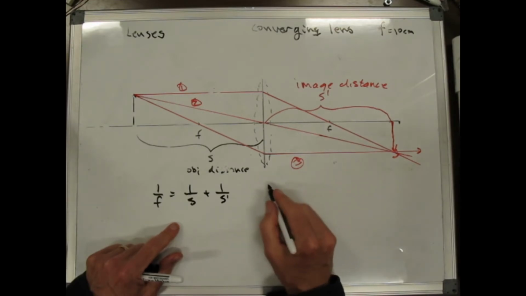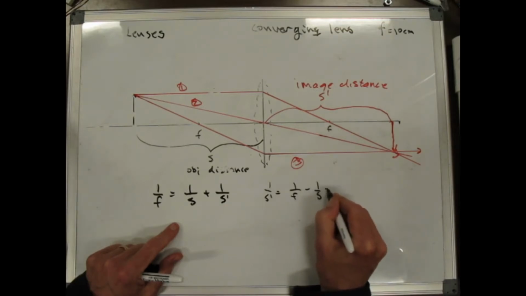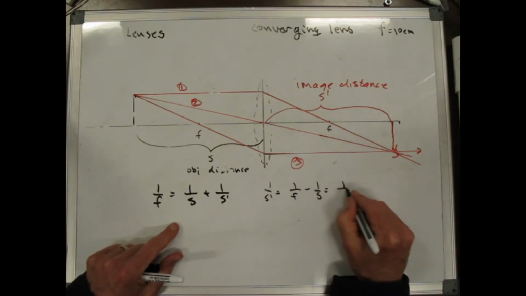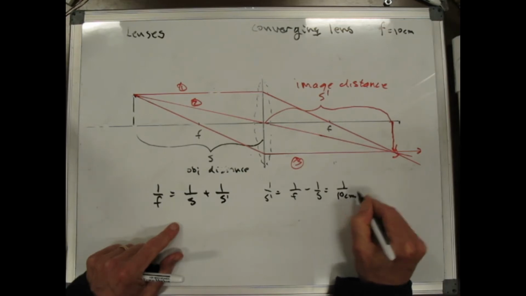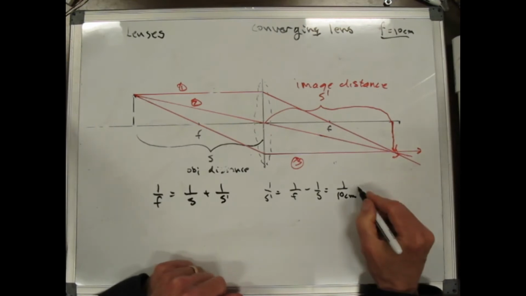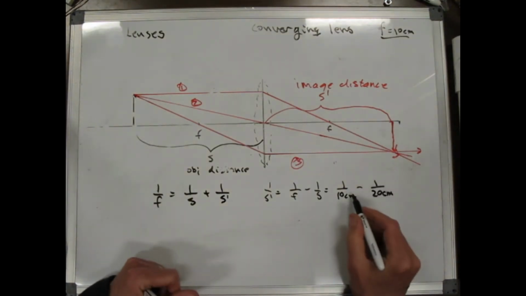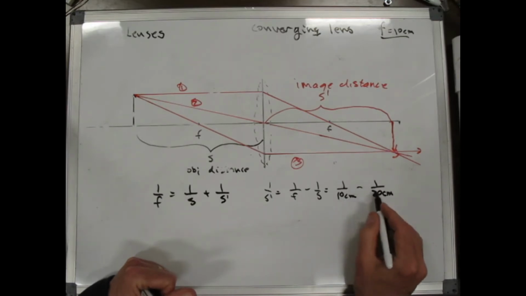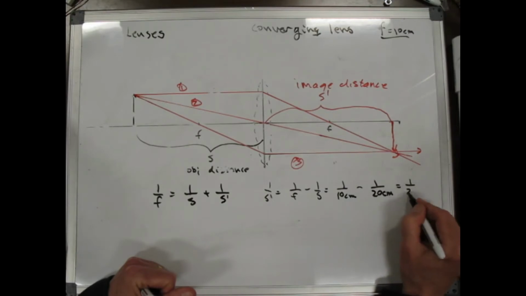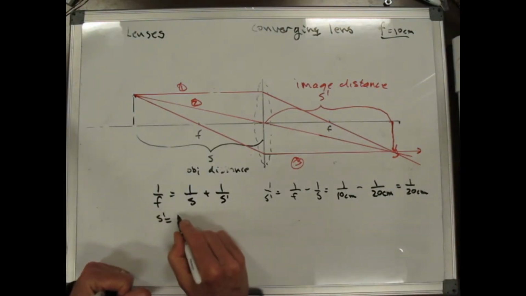If we're looking for the image distance, we can say 1 over S prime is equal to 1 over F minus 1 over S. In this case, that's 1 over 10 centimeters, because that was my focal length, this distance, minus 1 over 20 centimeters. 1 over 10 is the same thing as 2 over 20. So 2 over 20 minus 1 over 20 is 1 over 20. And so S prime is equal to 20 centimeters.